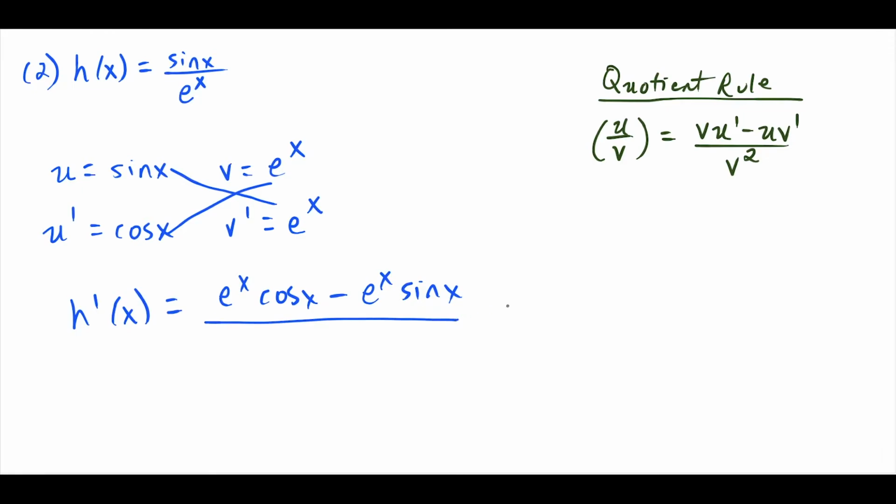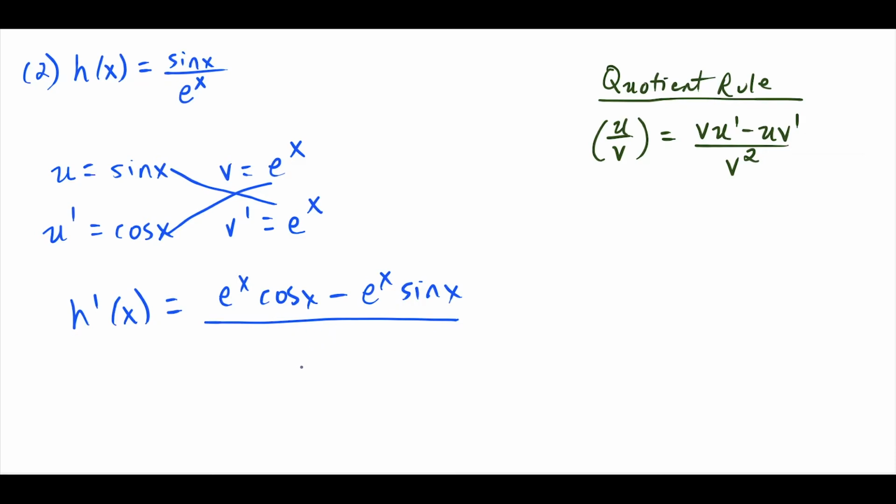Now, when you're using the quotient rule, just know the order of v and u prime is okay to switch, but you cannot switch v times u prime with u times v prime. If you mess up the order here, that's going to make your answer off by just the negative. So just make sure these terms here are in the right place.